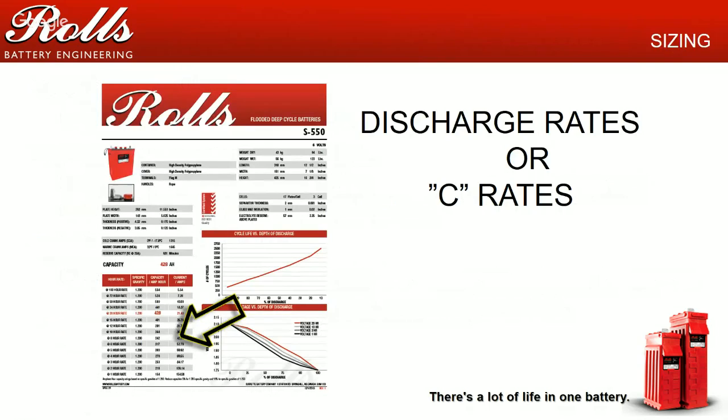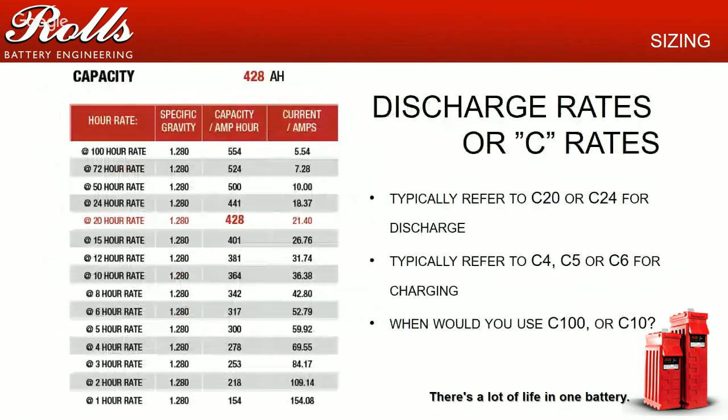Another important thing to understand, and make sure your customer understands this also, is your discharge rates, or what we call the C rates. For example, this is the S550 battery. At a 20-hour rate, we rate this battery at 428 amp hours. That's assuming a load of 21.4 amps of current. That same battery is a 554 amp hour battery at a 5 amp load. So a lighter load actually makes the battery last longer. A heavier load lessens the capacity of the battery.